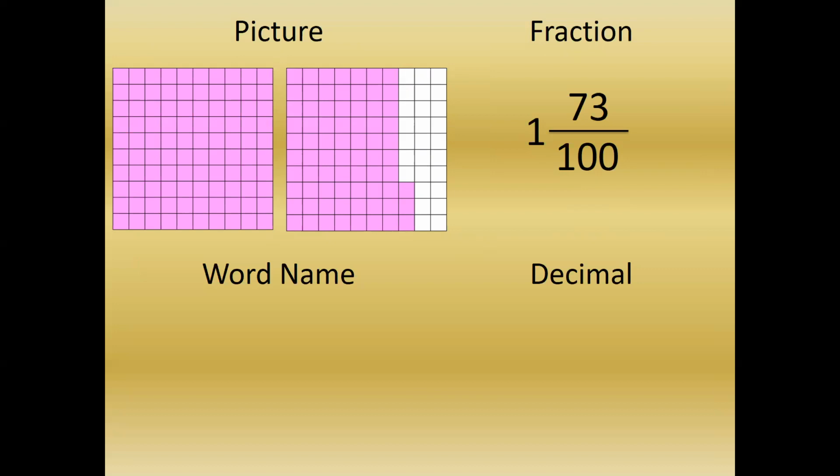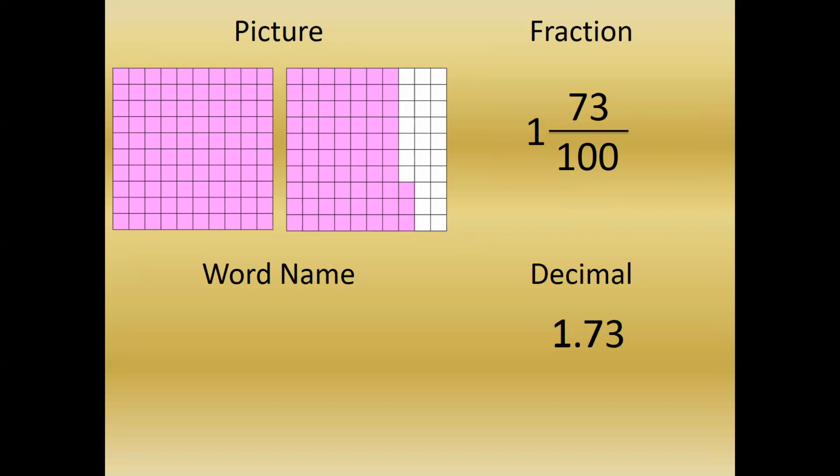And then let's look at our decimal. So do we have any in our tens column? No. Do we have any in our ones? Should there be something in the ones place? Yes. So we have a whole, so it would be 1 and a decimal point. And then how many tenths did we have? We had 7 tenths. And then how many are left over? Above the 100 would be a 3. So 1.73 would be our decimal.